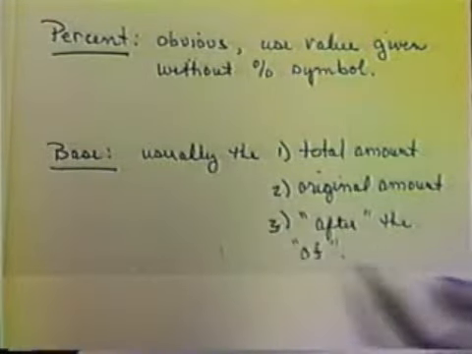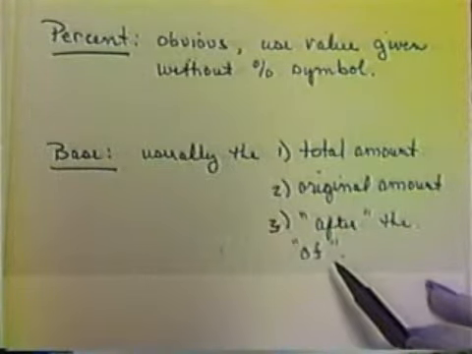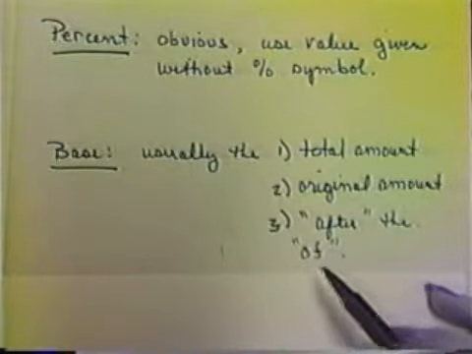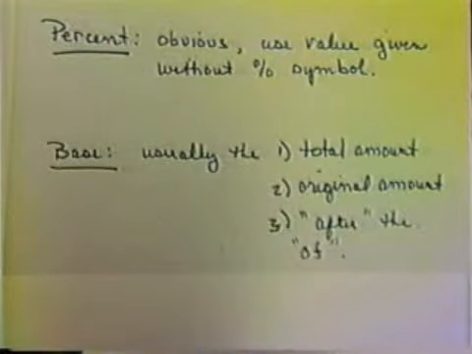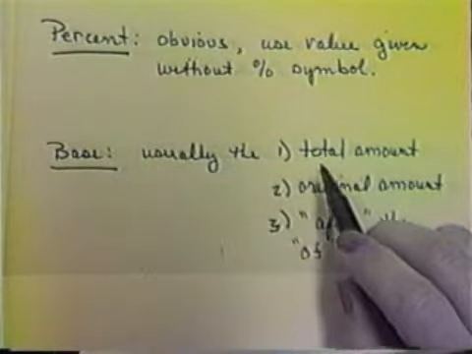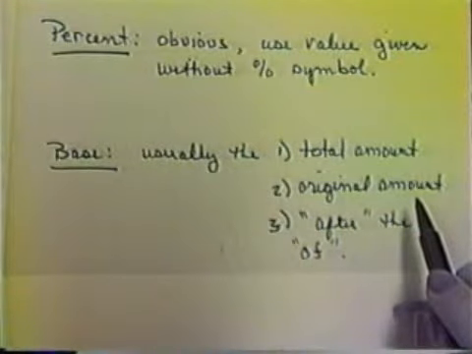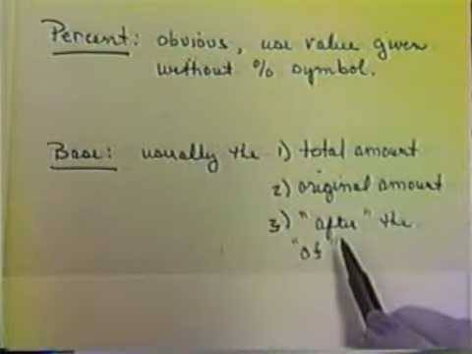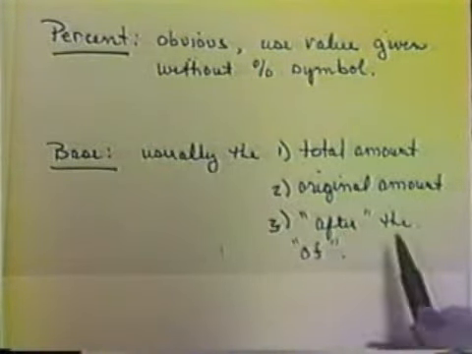And usually it's after the word of. Whatever comes after the word of, in other words, it's what we're taking the percent of. The percent of something, that something is going to be our base. Okay, usually it's the total amount, the original amount, and in words as we're reading, usually it's after the of.